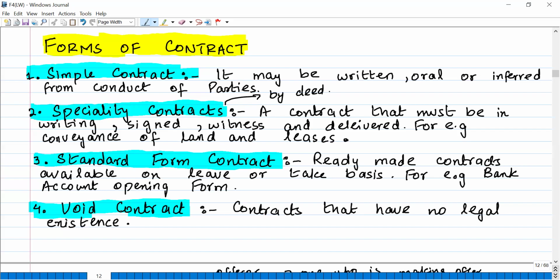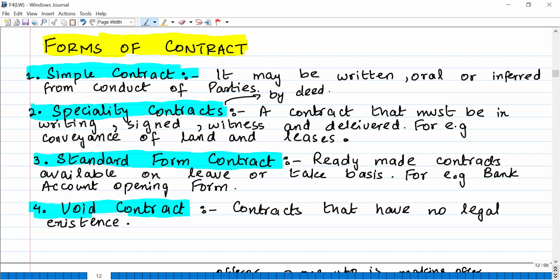By deed means that the contract should be in writing. The transfer of land contract cannot be an oral one. A simple contract can be an oral one, but transfer of land cannot be. It should be in writing. It should be properly signed. There should be witnesses watching the contract, and it should be properly delivered. Delivered means it takes effect properly. So some contracts need to be performed by deed. Those contracts are known as specialty contracts. By deed contracts are those in which the contract should be in writing, signed, witnessed, and properly delivered.